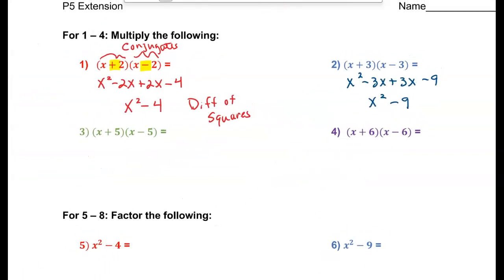And then what did you get for the next two? I'm not going to write the pattern down. What do we get? X squared minus 25. And then we get what? X squared minus 36. All of those, when you multiply conjugate binomials, you come up with a difference of squares.